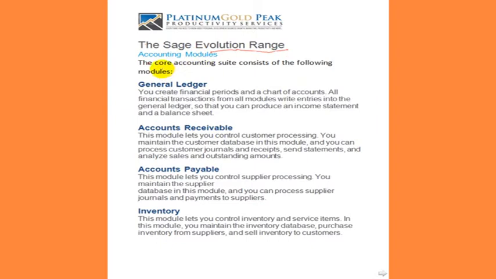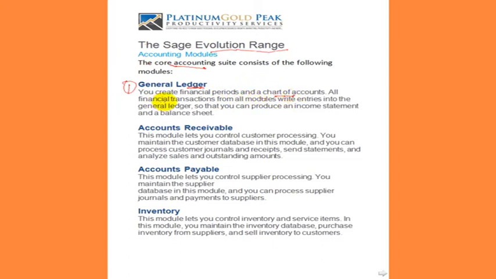Accounting modules, these are the core accounting suite, and they consist of the following modules. So what that means is that these are the core modules in Sage Pastel Evolution. The first one is the GL, that's the general ledger. You create financial periods and chart of accounts under the general ledger.